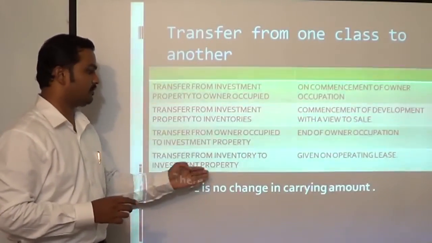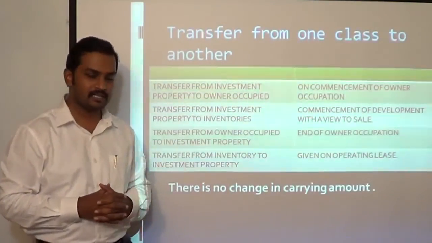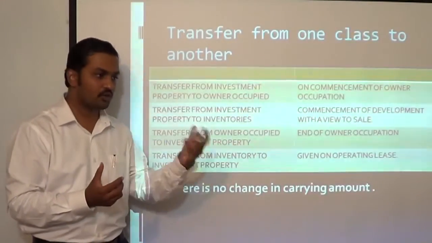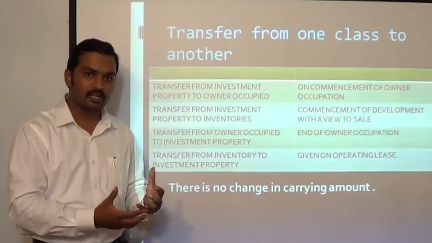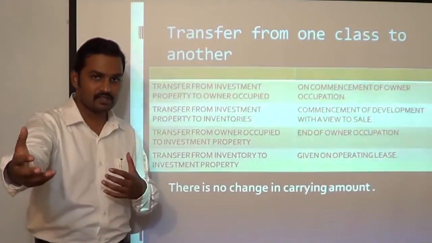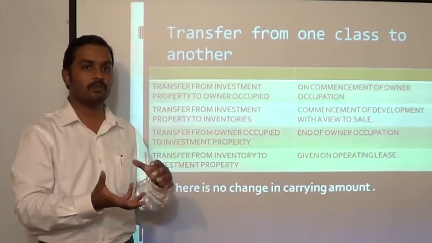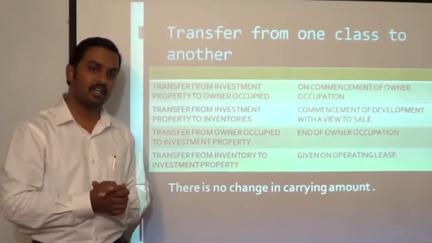Transfer from inventory to investment property. Given an operating lease, you had some inventory which you wanted to sell. You were not able to find any buyer, then you give it on rent to somebody else. In such cases, such properties will be reclassified from being an inventory to an investment property.